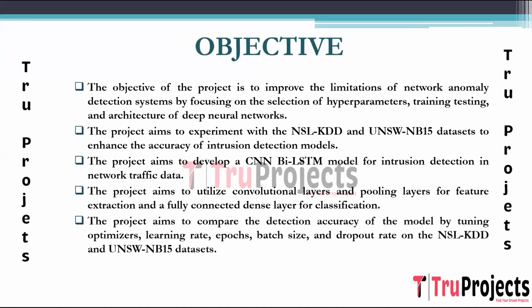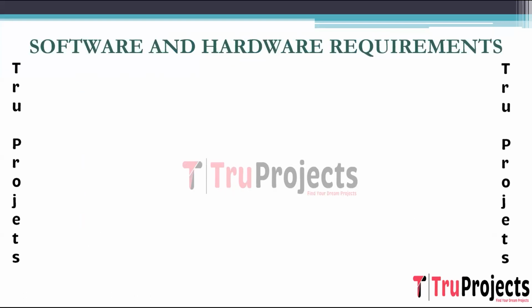The project involves a comprehensive evaluation of the CNN BLSTM model detection accuracy by systematically tuning key hyperparameters such as optimizers, learning rate, epochs, batch size, and dropout rate. The project aims to identify the optimal configuration for the model. This comparative analysis is conducted on two distinct datasets to ensure the model's effectiveness across different scenarios and types of network traffic. To implement this project, we need software and hardware requirements.